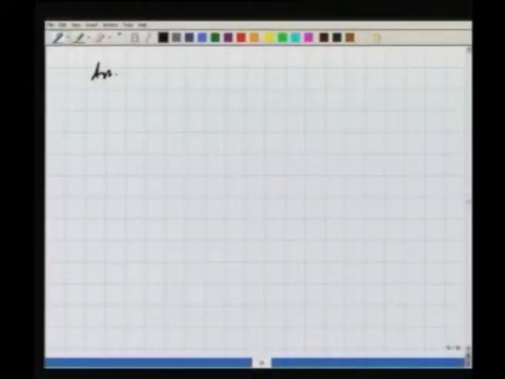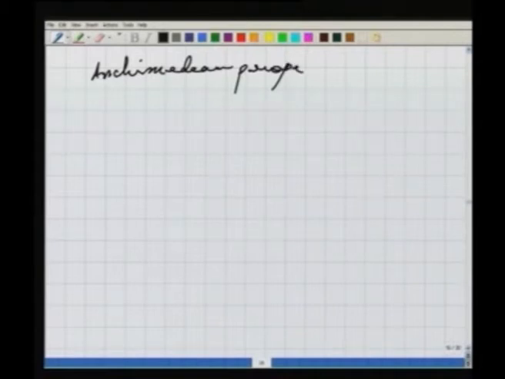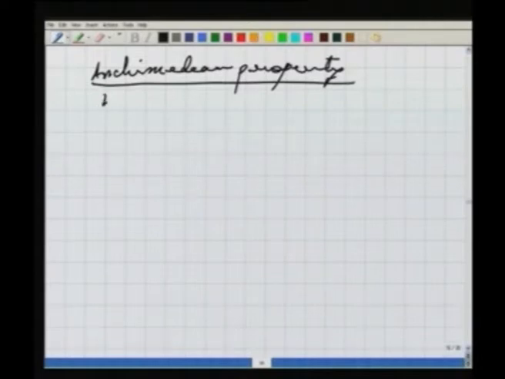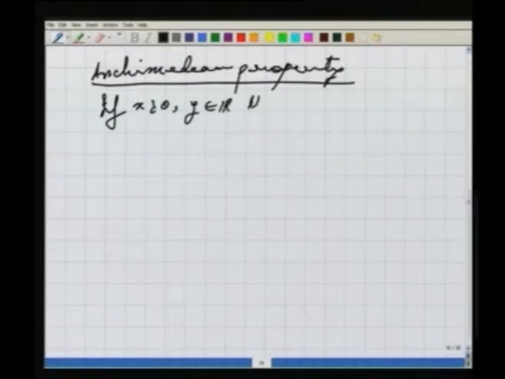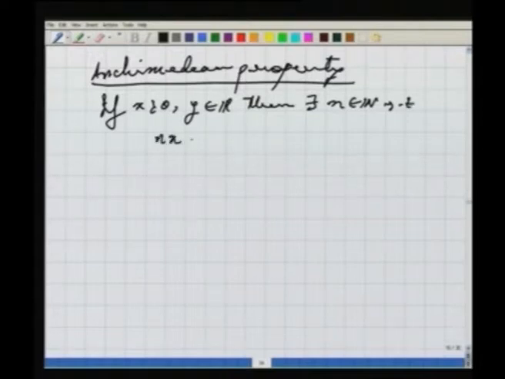This is called the Archimedean property. So, the precise statement of this is: if x is a positive real number and y is an arbitrary real number, then there exists a natural number n such that nx is strictly bigger than y.